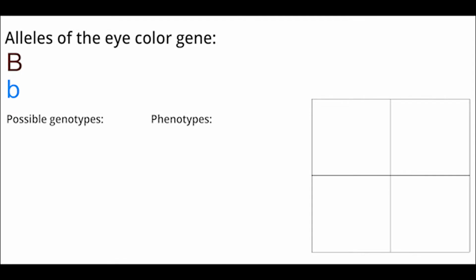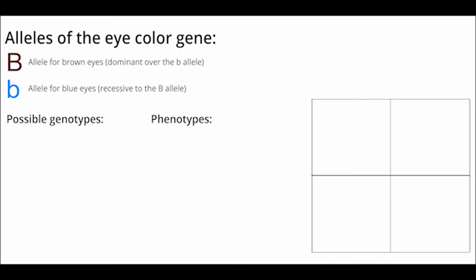The square you see on the left is called a Punnett square, which is used to predict all the possible combinations of genes from the parents. The allele with the capital letter is the dominant allele, and the allele with the lowercase letter is the recessive allele. In this case, the allele for brown eyes is dominant, and the allele for blue eyes is recessive.